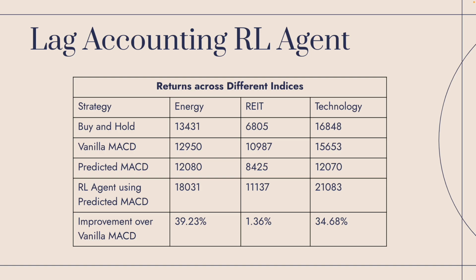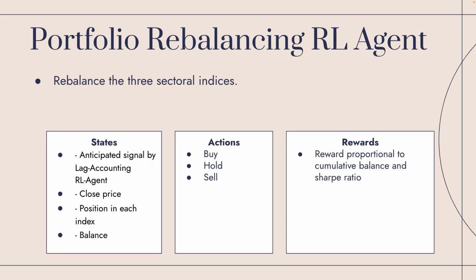the vanilla indicator. As the next step, we want to diversify our portfolio and not trade on a single index, where bets have to be made and may result in substantial losses, as observed by the real estate anomaly in the previous slide. To do so, we define a portfolio rebalancing RL agent with the following states, actions, and rewards. The goal is to incentivize the agent to increase cumulative balance in the portfolio.